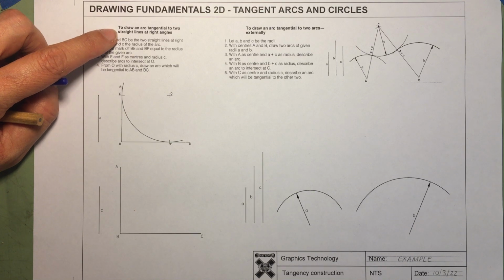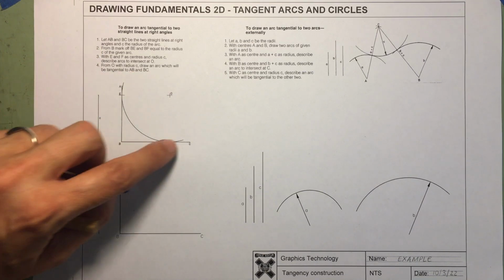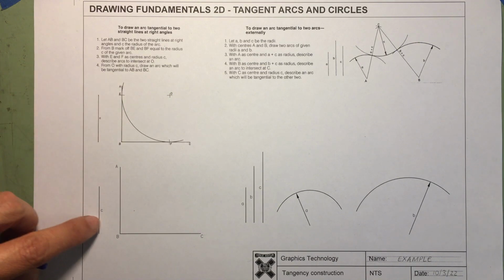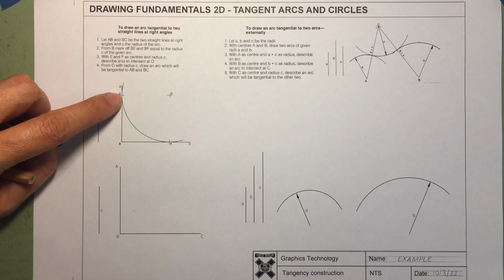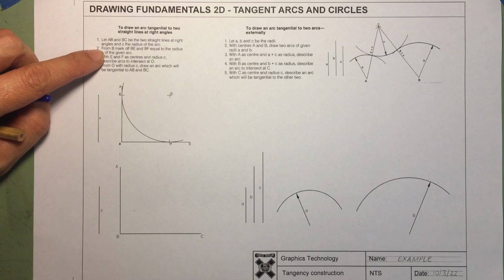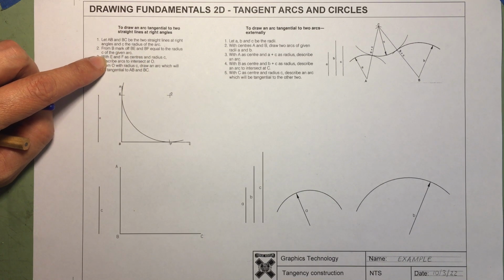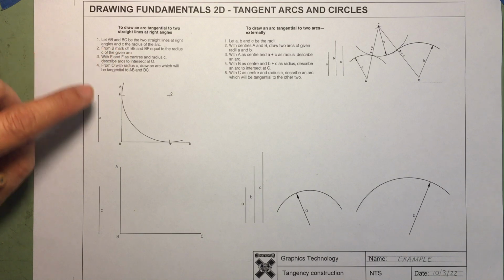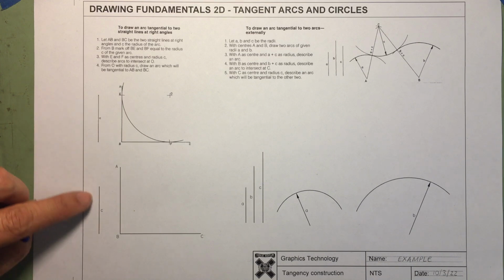To draw an arc tangential to two straight lines at right angles, let AB and BC be the two straight lines at right angles and C the radius of the arc. So here we've got C, a radius. This is the example. This is what you need to end up with, and this is what you're going to draw. Oh, actually I've skipped a step. From B, mark off BE and BF equal to the radius C of the given arc. From B, mark off BE. Now, this is the distance given here.